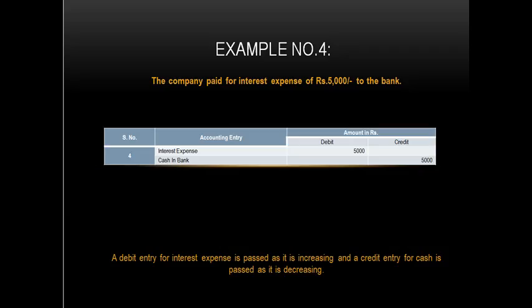The company paid interest expense of ₹5,000 to the bank. As you have taken a loan from the bank, you have to pay interest cost on it. So a debit accounting entry for interest expense is passed as your expense is increasing, it's debited, and as you're paying cash, your assets are decreasing, so cash in bank is credited.